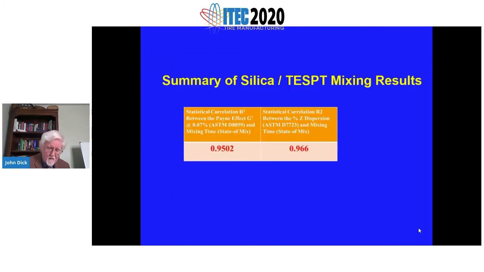On the next slide, after that, this is a summary of the coefficients of variation, the R squares, in other words, for the two methods we were talking about for the silica dispersion. So both are very respectable. So both methods worked quite effectively with silica.